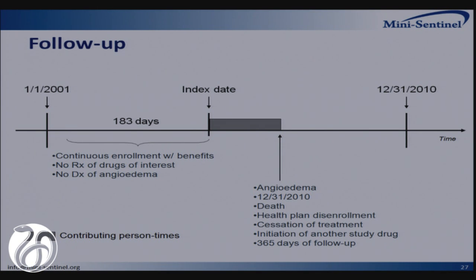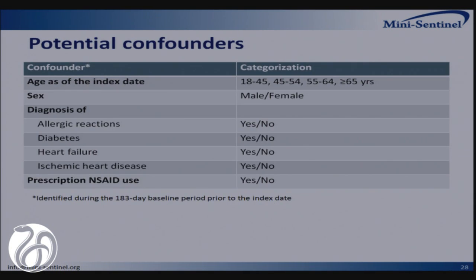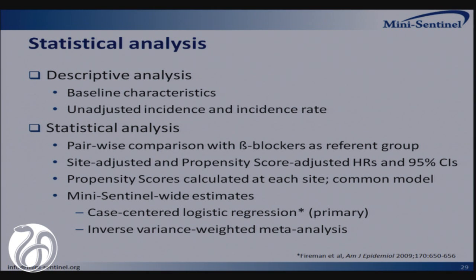So you can tell we're getting ready to do an analysis that's sensitive to person time. There are a bunch of confounders. These are the ones that we controlled for. And the analysis includes a descriptive analysis, regular old baseline characteristics, unadjusted and adjusted, and then pairwise comparisons to beta blockers, adjusted by site, propensity score adjusted hazard ratios, and then a case-centered logistic regression model was the primary analysis and an inverse variance weighted meta-analysis.